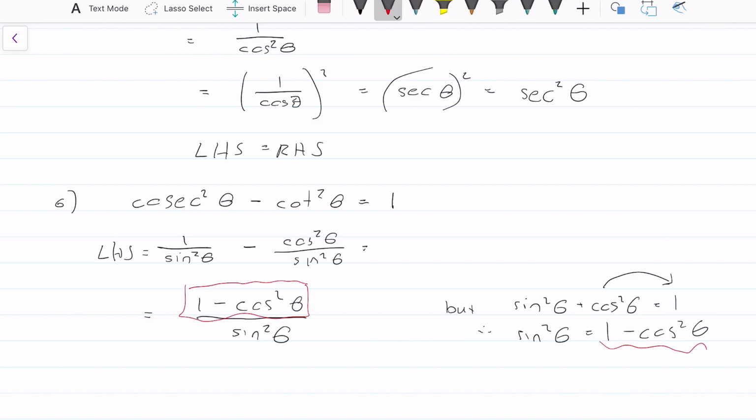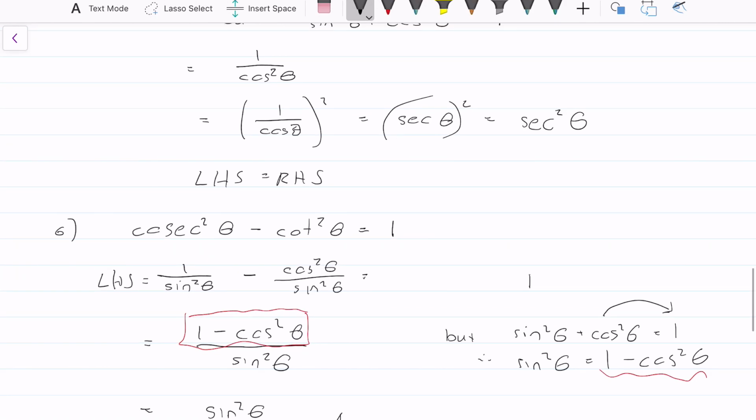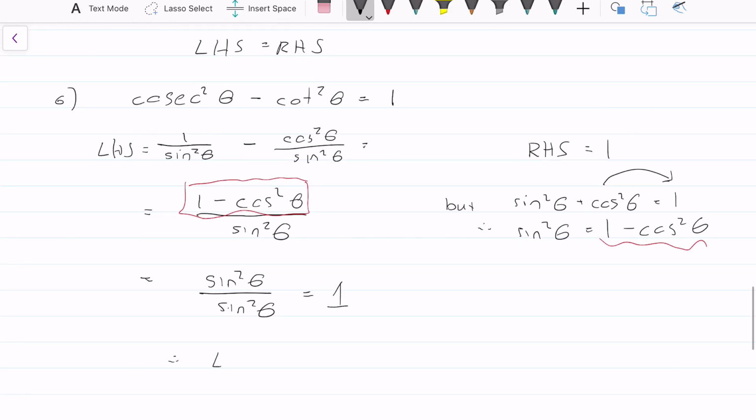So we can replace the 1 minus cos squared with sine squared theta over sine squared theta, and these cancel, and the answer is 1. And our right hand side on this equation is equal to 1. Therefore, the left hand side is equal to the right hand side. And that is our answer.